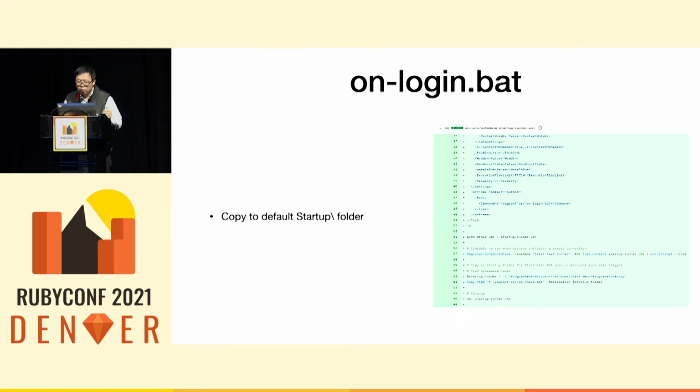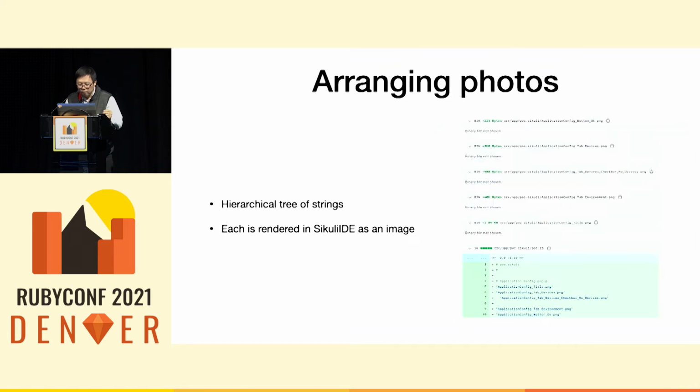Continuing from previous, we copy to a common startup folder. Subsequent runs will trigger from a scheduled task. We use both methods to get the desired kiosk behavior, where the app always launches. Sakuli IDE will render screenshots as images, but they are stored as text.